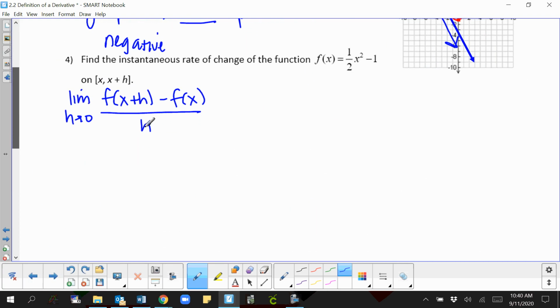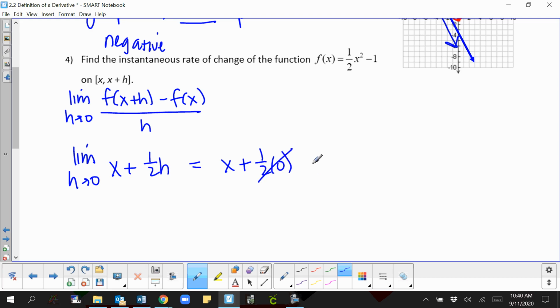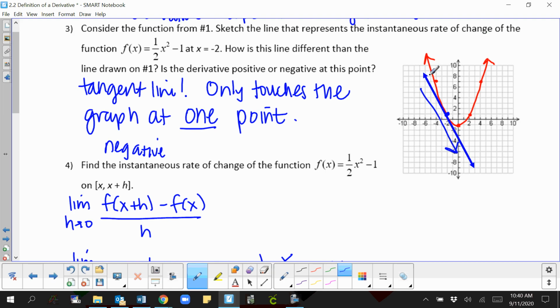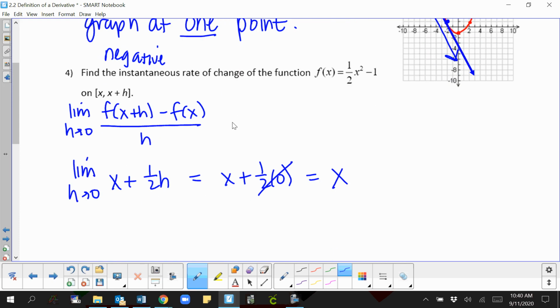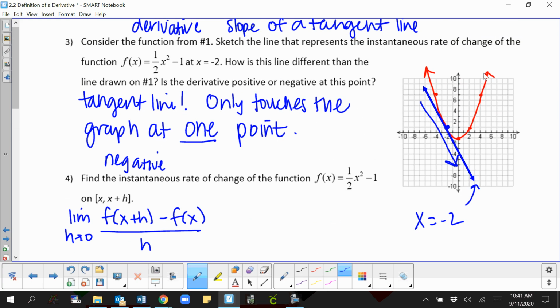We can go ahead and just say that we're looking at the limit as h approaches 0 of x plus 1/2 h. So what I'm looking at is x plus 1/2 times 0, or just x. So what that means is that at any point we have here, so at x equals -2, our tangent line slope, which is equal to x, would end up giving us a -2. So the slope of this tangent line right here is -2. And so that's kind of what we're doing here.